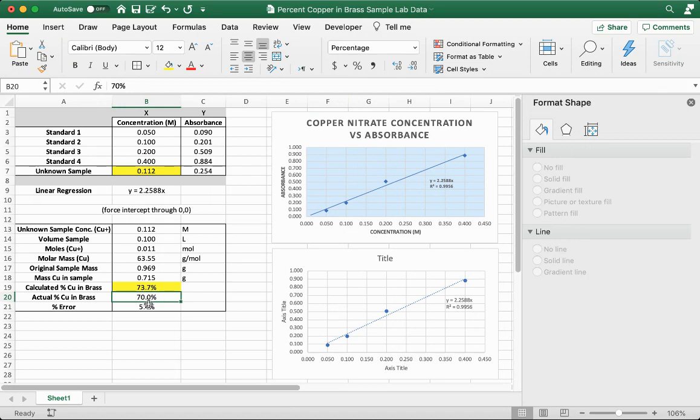Okay, so we want to find out what is the percent error. In order to find percent error, we are going to take these two, what we got for the calculated percent copper versus the actual percent copper. We want to subtract those and divide it by the actual percent. Okay, and so that's going to give us 5.4% error for this.